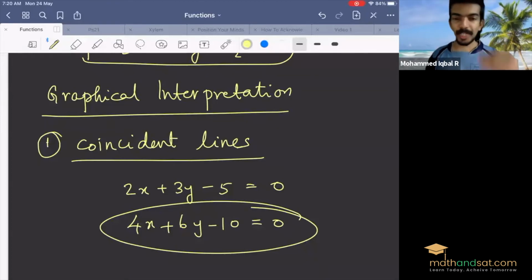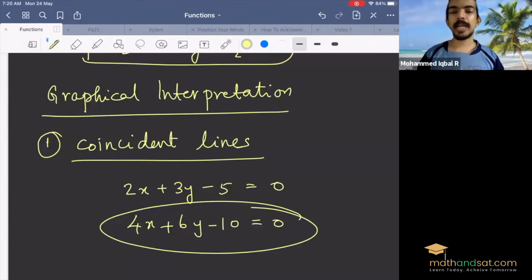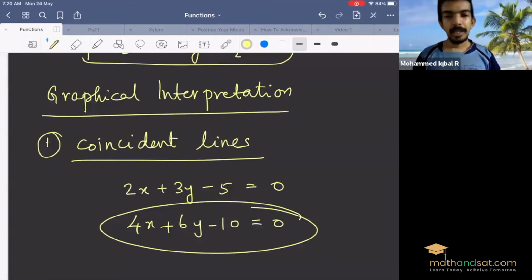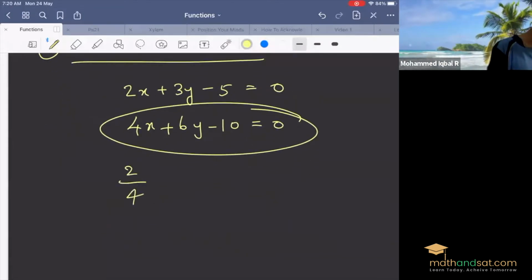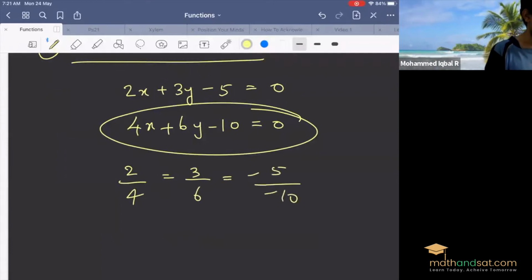So the condition for coincident lines is very simple. The coefficients have to be proportional. If we have coincident lines, we have 2 by 4 is equal to 3 by 6 is equal to -5 over -10.